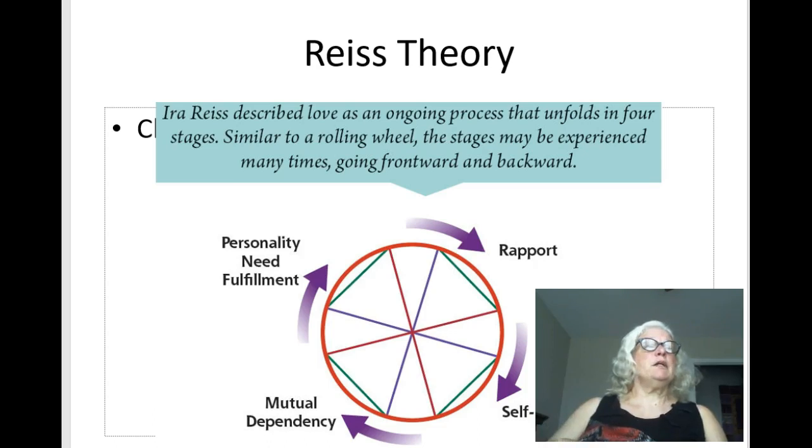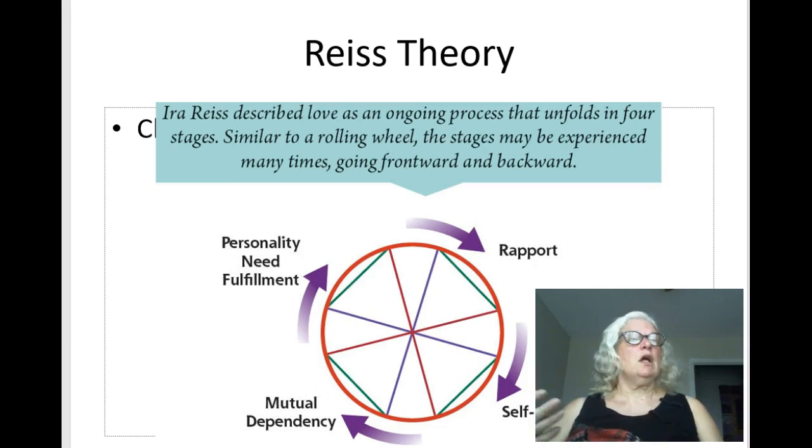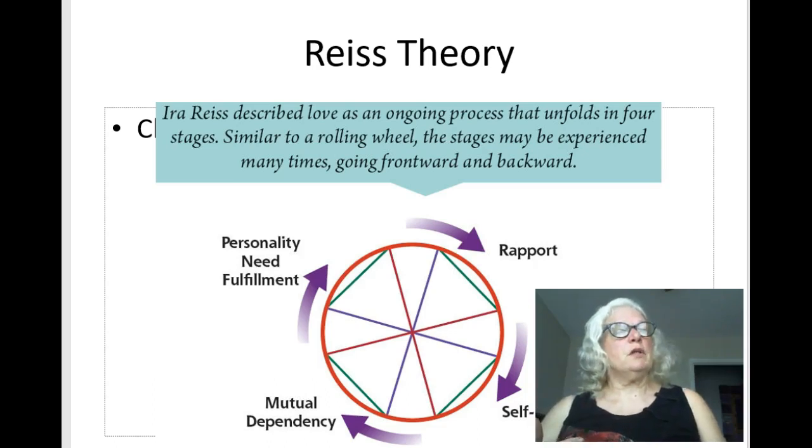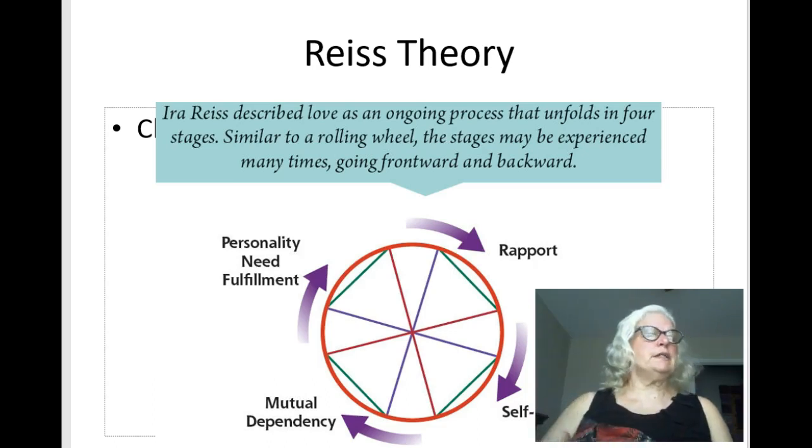And the stages may be experienced many times, going backwards and forwards. You need a number of things to come into place to be successful. That personal need for fulfillment, the rapport. We'll talk about communication later at a deeper level, how important it is in that marital relationship, how it comes into place, and that marriage can survive if you have rapport and you're able to communicate.